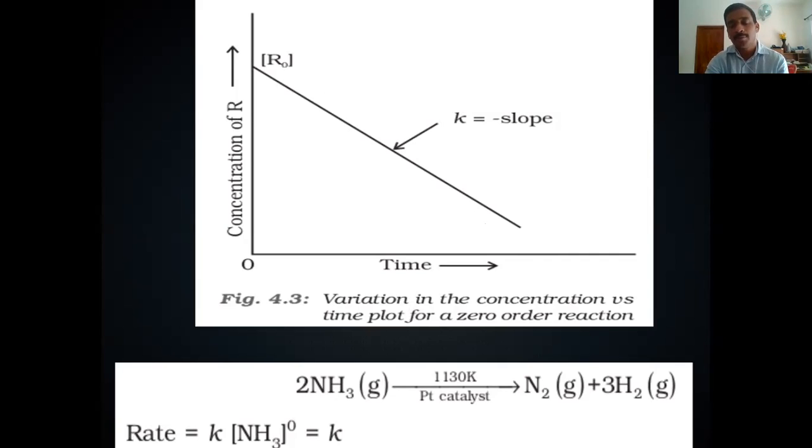So it represents the graph for a zero order reaction, and concentration of R is plotted against time. It is an example for a zero order reaction, already we mentioned it: dissociation of gas on metal surface. Dissociation of NH3 on platinum catalyst at 1130 Kelvin, rate is equal to k into concentration of NH3 raised to 0, independent of the concentration of the reactant.